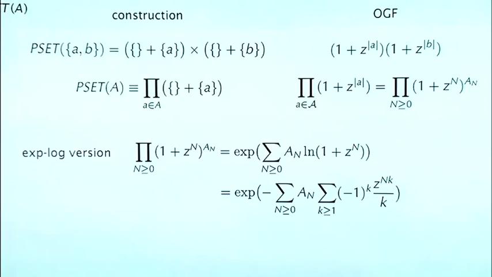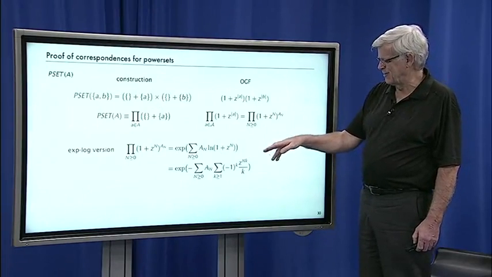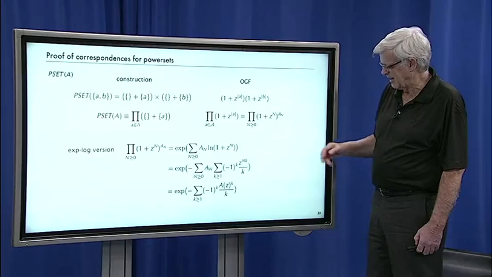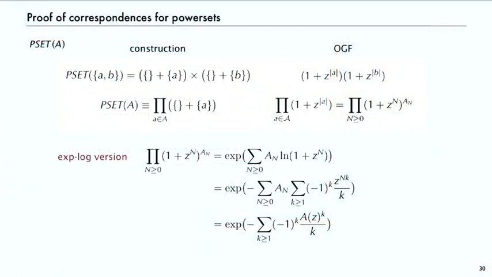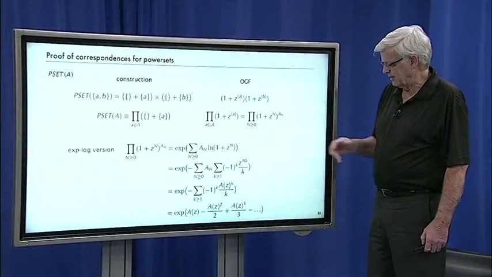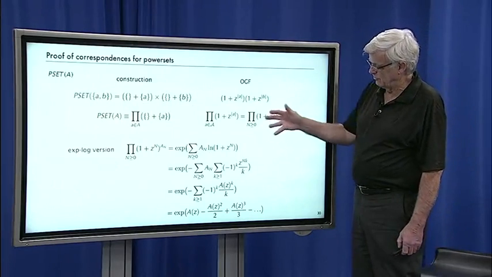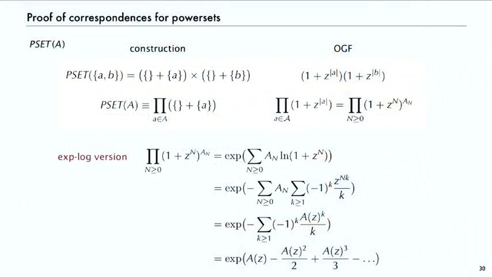Now we can switch the order of summation. If we switch the order of summation, we have a sum on k. Inside, we have the sum of a_n z to the k to the n, and that's the same as A of z to the k over k times minus 1 to the k. So that's just switching the order of summation. Sum of a_n z^n to the kth power is A(z^k). And so that's A(z) minus A(z^2)/2 plus A(z^3)/3 and so forth, just using exp-log. So that's the proof of correspondence for power sets.